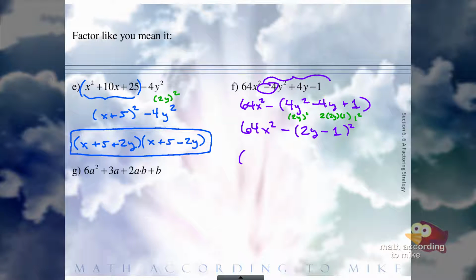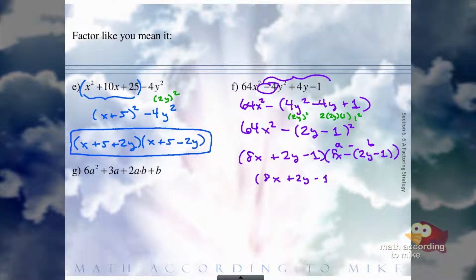So we'll factor yet again to say (8x plus (2y minus 1)), so a plus b. And be careful with this next part. (8x minus (2y minus 1)), a minus b. Those parentheses are needed. Why are those parentheses needed? Because the b is more than one term. So we can distribute through that negative, and we are left with 8x minus 2y plus 1.